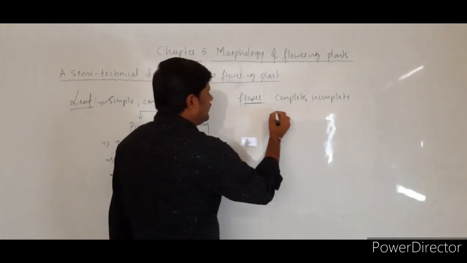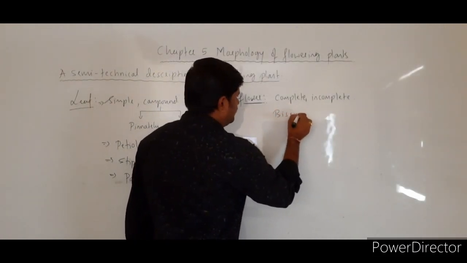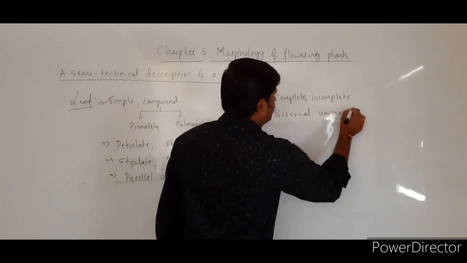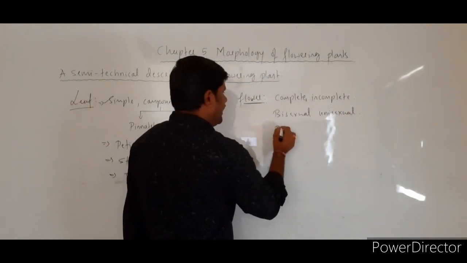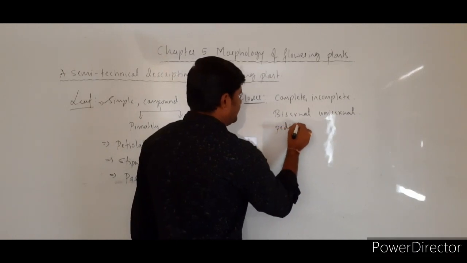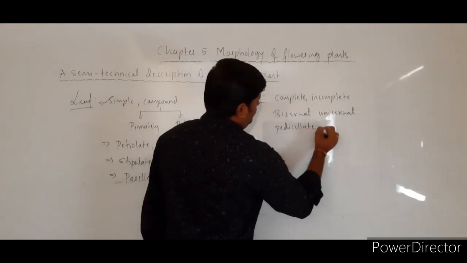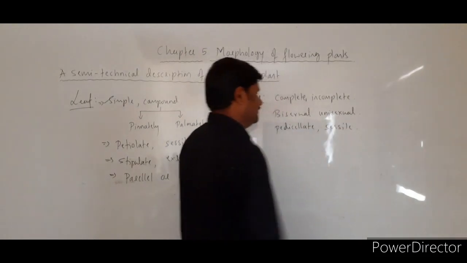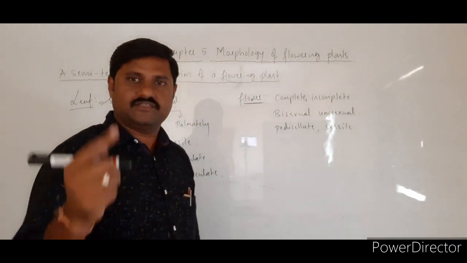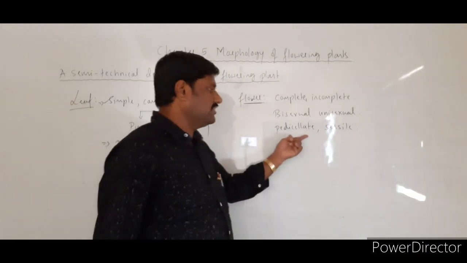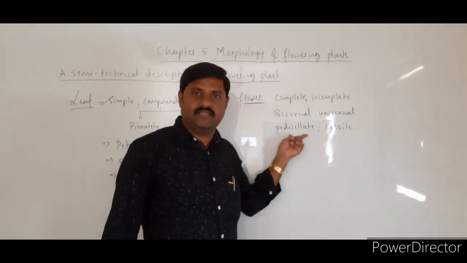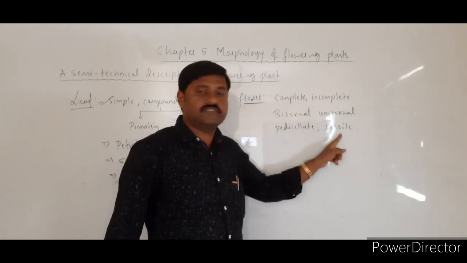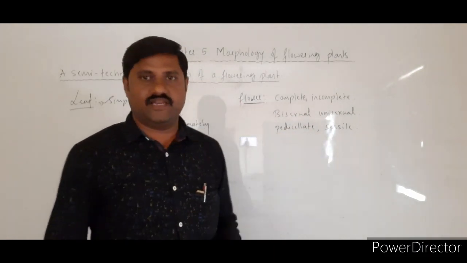So whether the flower is bisexual or unisexual. Whether the flower is pedicellate or sessile flower. What is pedicellate? It is the stalk of the flower. So whether the flower has pedicel, then it is called a pedicellate flower. If it is absent, it's a sessile flower, right?